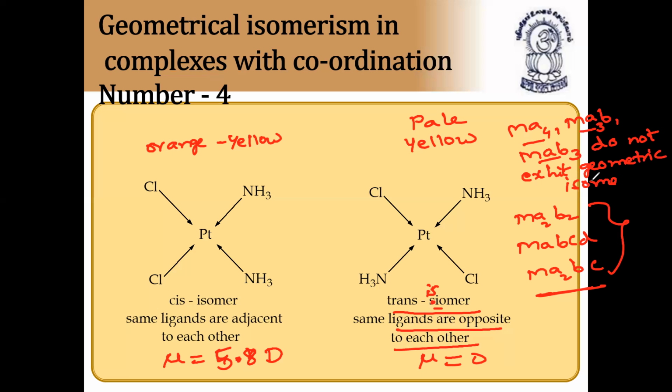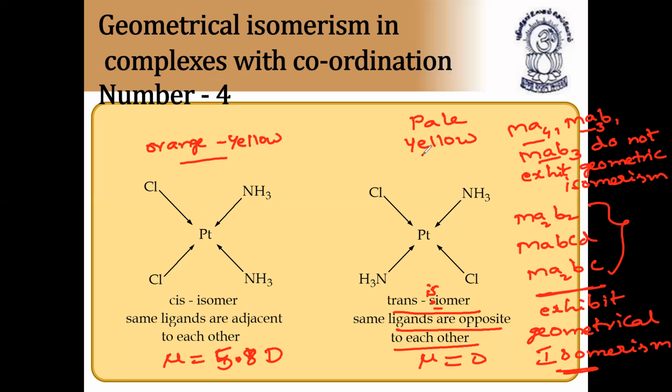And this will exhibit geometrical isomerism. Please make a note in your classwork. Very, very important, please note down. Please make a note in your classwork so that you can easily understand, since we are seeing this in the video. Please note down this example. This is orange yellow in color, this is pale yellow in color, and the dipole moment exists for this, and there is no dipole moment for that because opposite dipoles cancel each other.